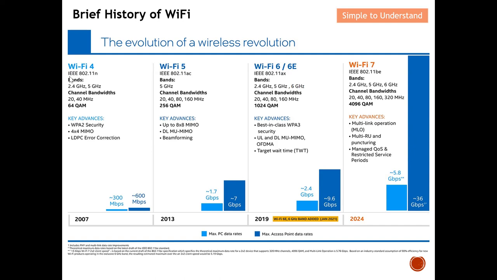Wi-Fi 4 is also known as the IEEE 802.11n standard. At Wi-Fi 4, there are two frequency bands, either 2.4 GHz or 5 GHz. You can see that Wi-Fi 4 also has reasonably good channel bandwidths of 20 MHz and also 40 MHz. Wi-Fi 4 has 64 QAM.